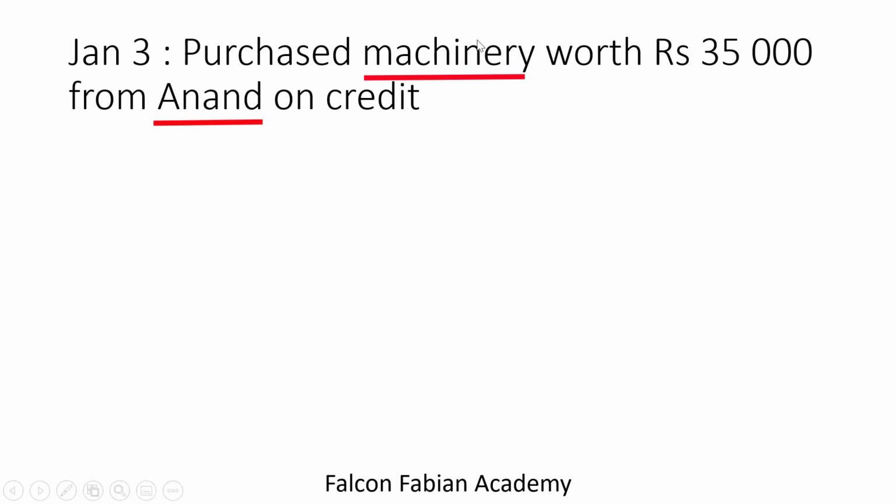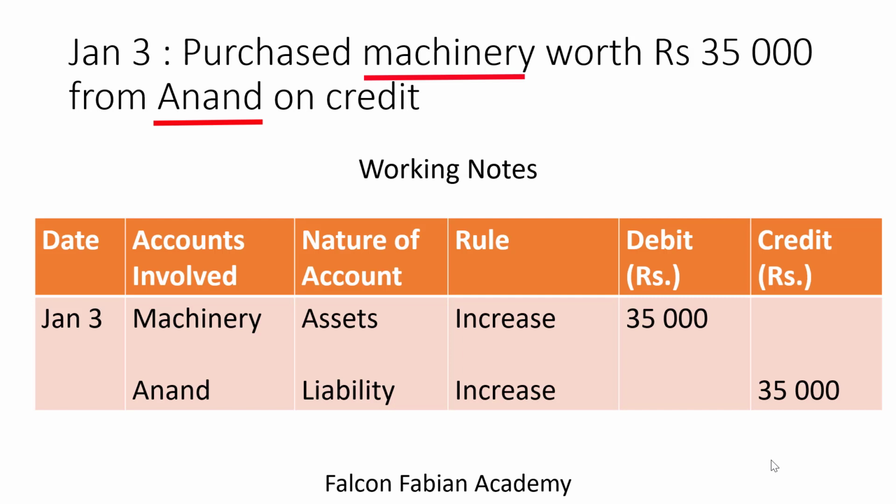So the two accounts involved are machinery and Anand. Now let's do the workings. So here this is our working notes. We've already made this table for the first entry. So you can just leave a line and then do the rough work for this entry and then record it in the journal. So you would leave a line and then you will write January 3rd.